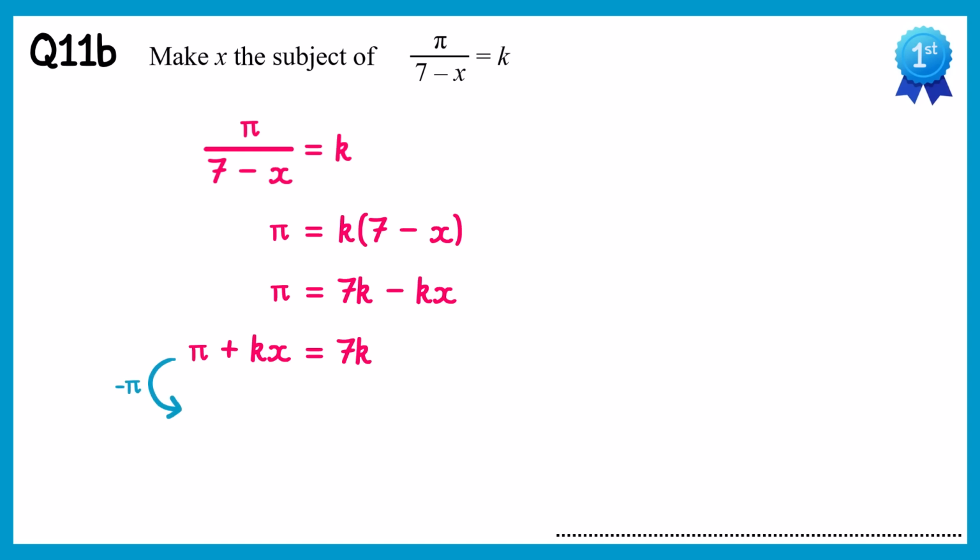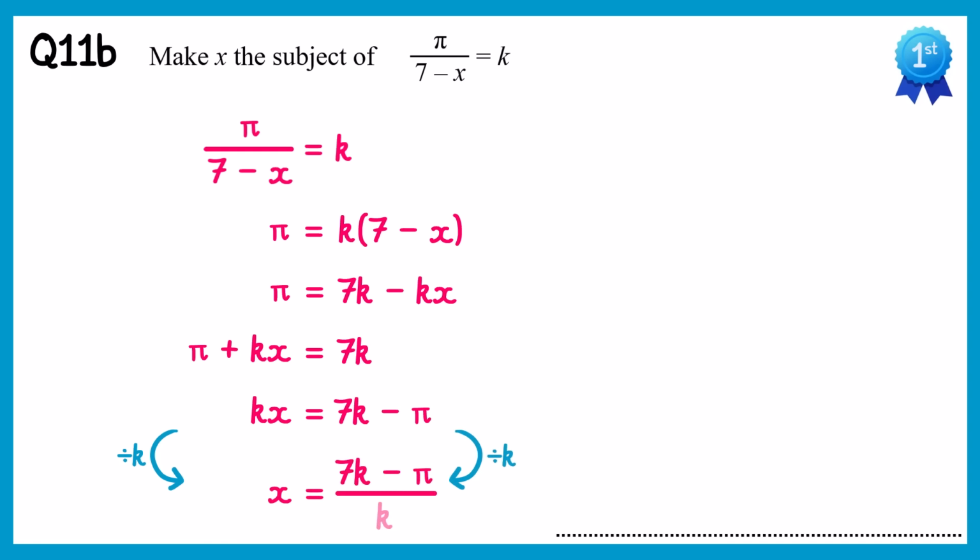Now I can subtract pi from both sides. On the left this will cancel the pi, so I just have kx, and on the right if I subtract pi, I have 7k subtract pi. Now the final step is to divide both sides by k. On the left hand side this will cancel the k, so I'm just left with my subject x. And on the right hand side, if we divide by k, we have 7k minus pi, divide by k.